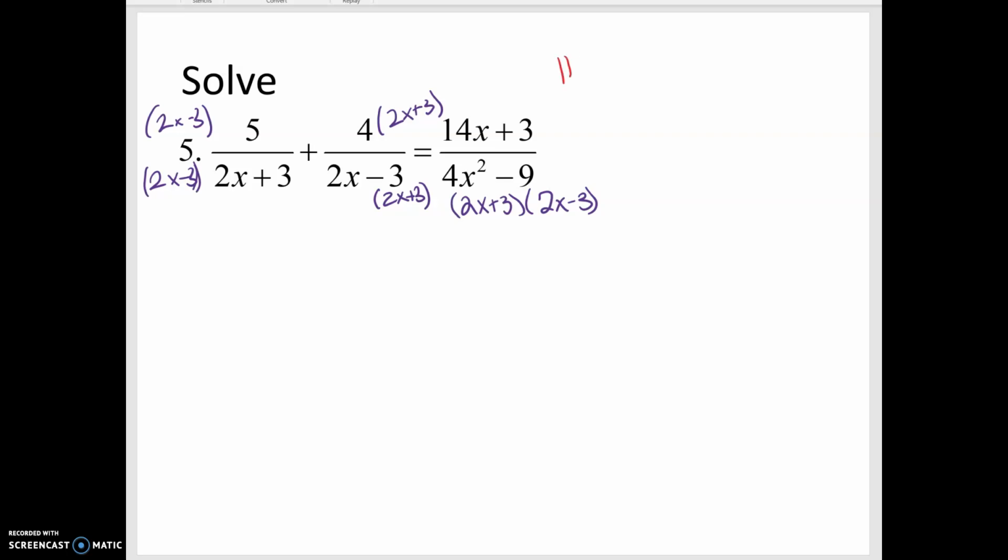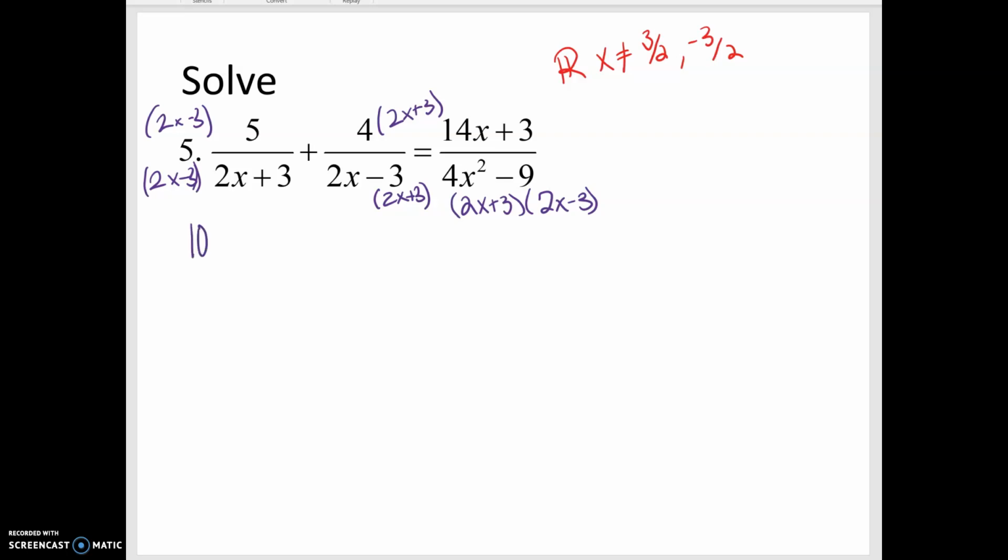Out to the side, I'm going to make note of where my x cannot be. Remember that is anywhere that these are set equal to 0. So I'm looking at 3 halves and negative 3 halves as places that it cannot be. If I set those equal to 0, those would be what I get. Okay. So I'm keeping that in mind as I'm solving the problem. Remember, if that happens to be the answer, you have a no solution.